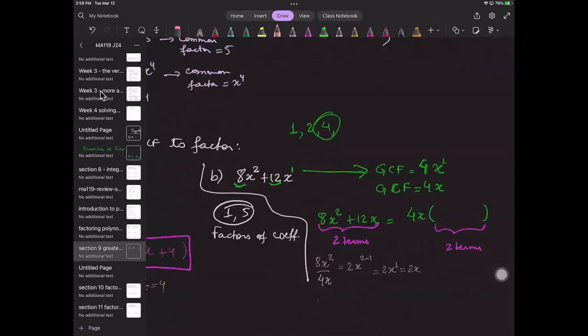Now for 12x, so I have 12x, and if I divide by the GCF, which is 4x, well, x is going to be canceled. 12 divided by 4 is 3. So I use that 2x and the 3 to actually write what's inside my parentheses. So the GCF of 4x times 2x plus 3.